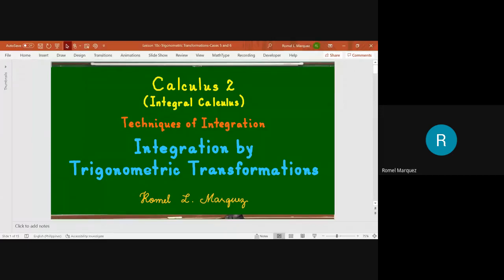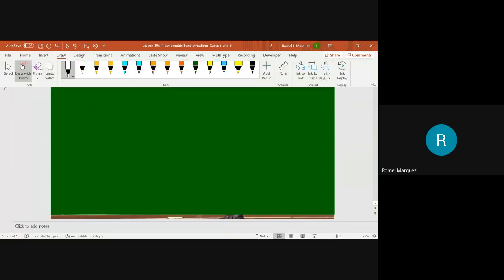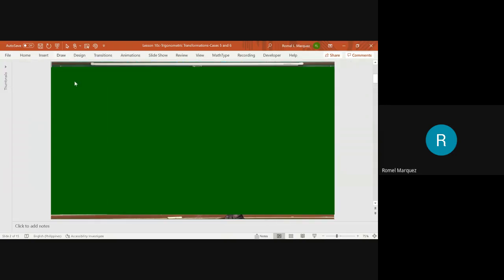by trigonometric transformation. But this time, we're going to finish the last two cases, and these are cases 5 and 6. Case 5 is actually the same integral form as case 4. The only difference is the condition, of course. So we have case 5.